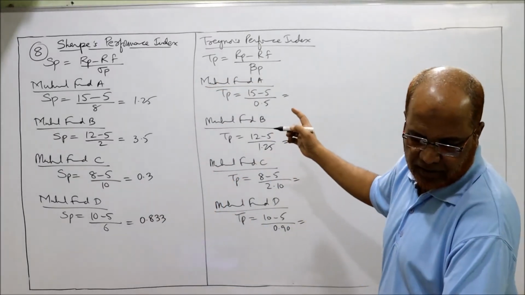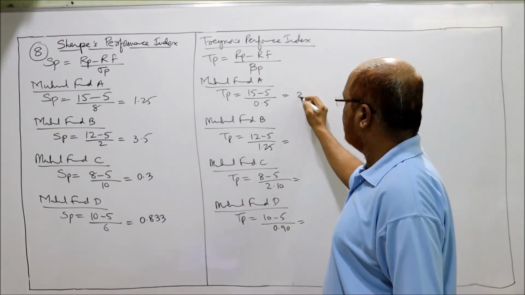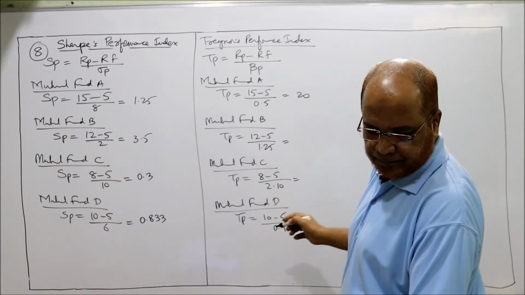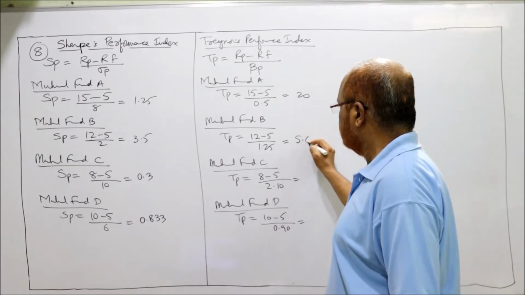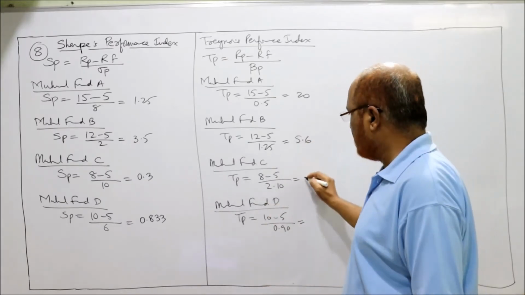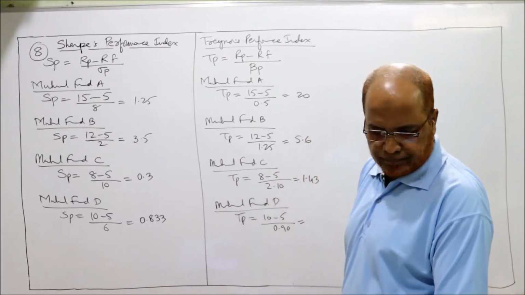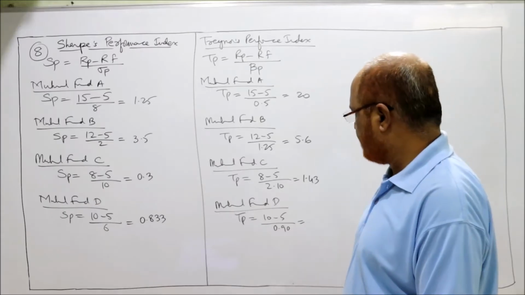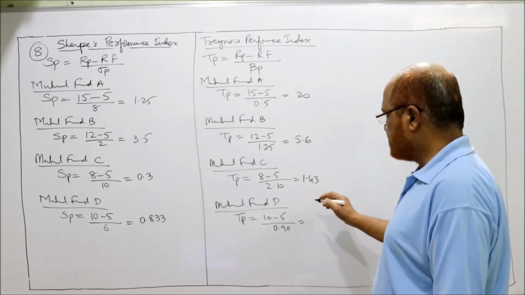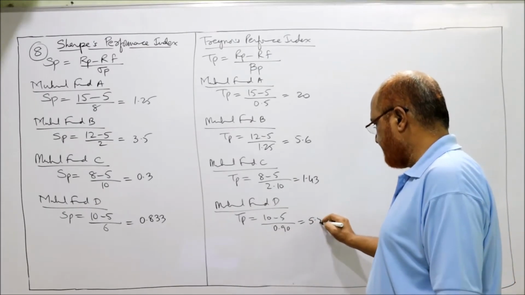Similarly for TP it is 20, 5.6, 1.43. And lastly it is 5.56.